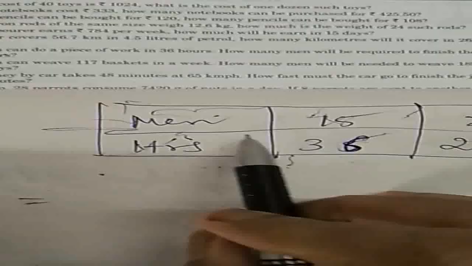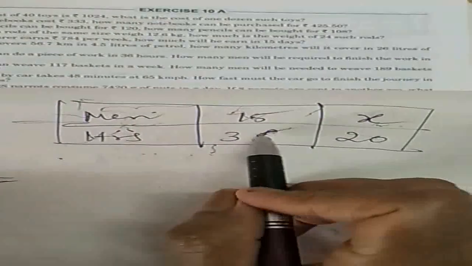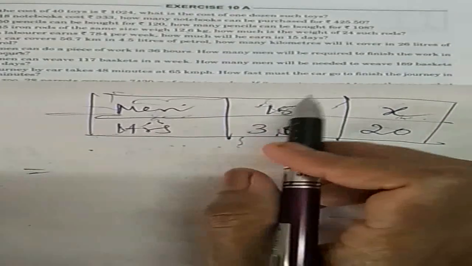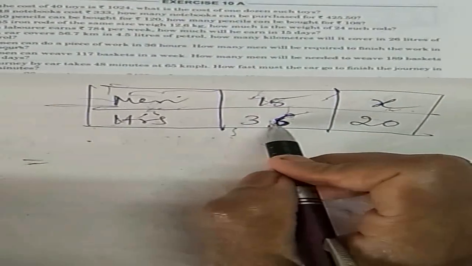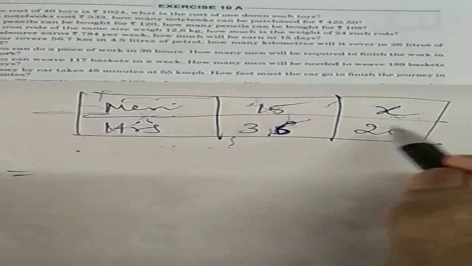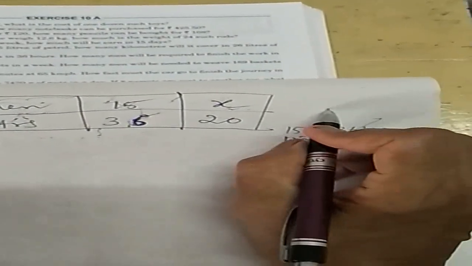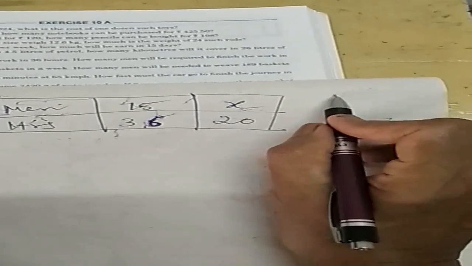Okay, now understand here. 15 men can complete the work in 36 hours. Now understand it on a unitary method basis. When 15 men can complete the work in 36 hours, then will one man complete it in more hours or less hours? Suppose the work is to make a table. This table is made by 15 men in 36 hours.